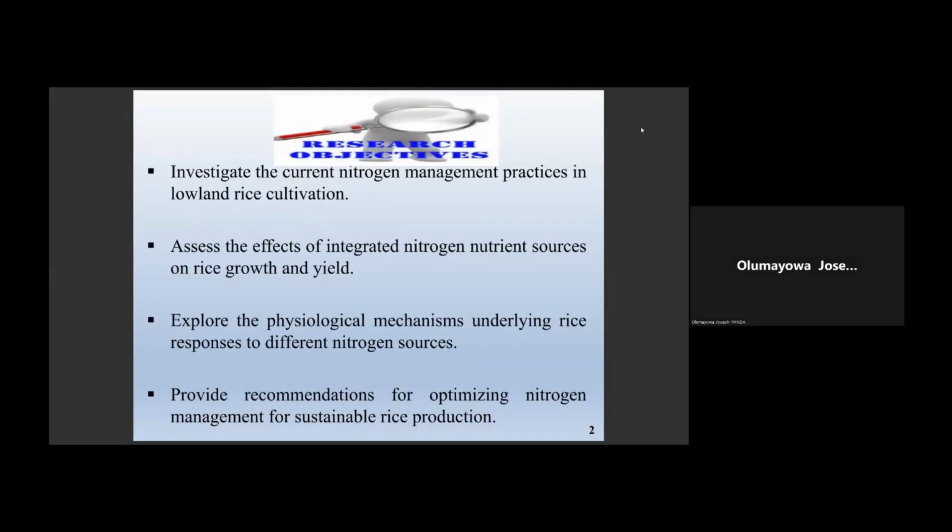The research objectives of this study are to investigate the current nitrogen management practices in lowland rice cultivation, to explore the physiological mechanism underlying rice responses to different nitrogen sources, and to provide recommendations for optimizing nitrogen management for sustainable rice production.